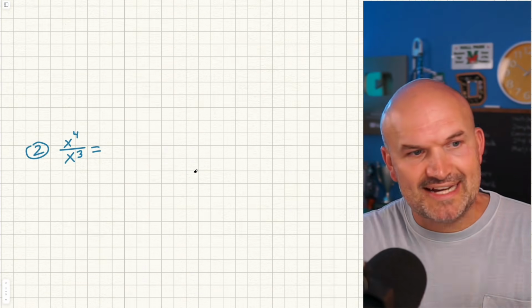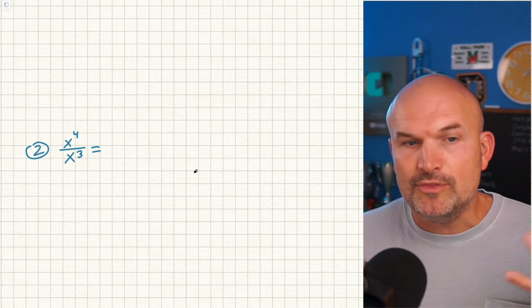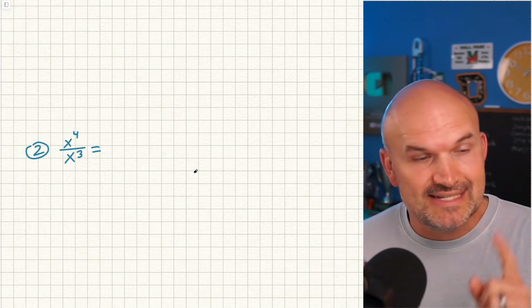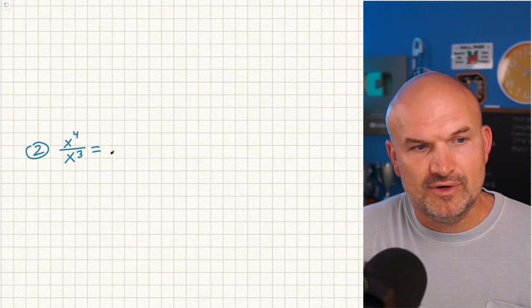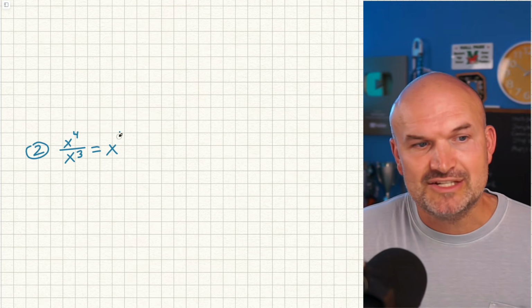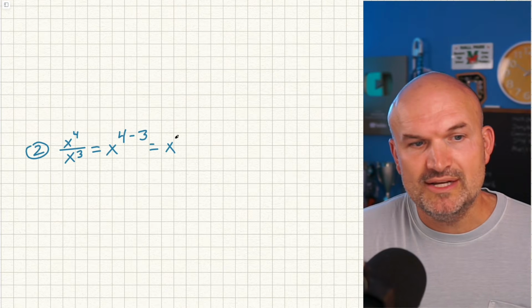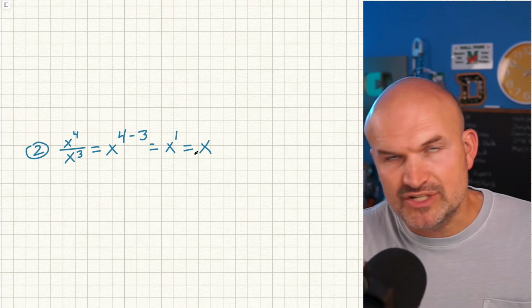Next example, we have x to the 4th divided by x to the 3rd. Again, this is what we call the quotient property of exponents. When we are dividing two exponents with the same base, all we need to do is subtract the powers. So this can be rewritten as x to the 4th minus 3. Now 4 minus 3 equals 1. So this is written as x to the first power, or we can simplify that as just a regular x.